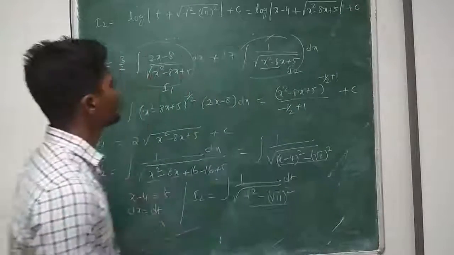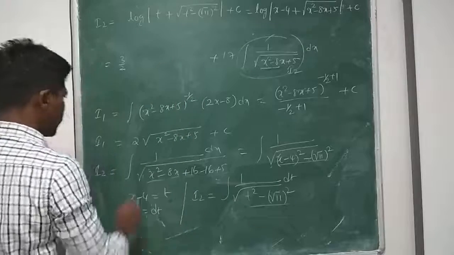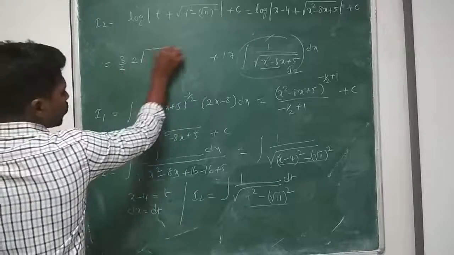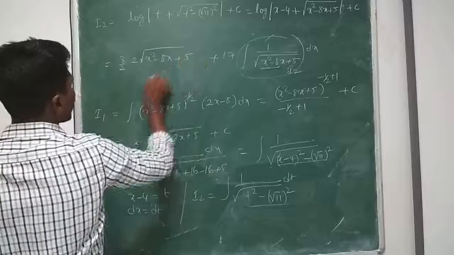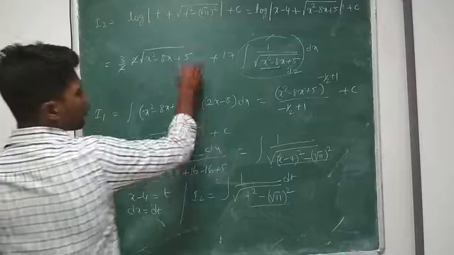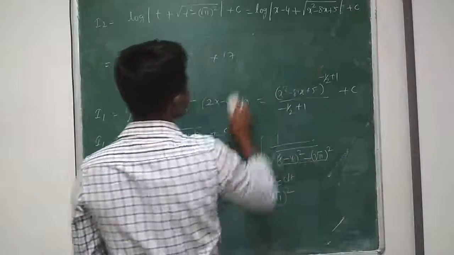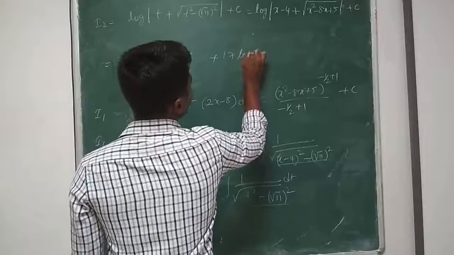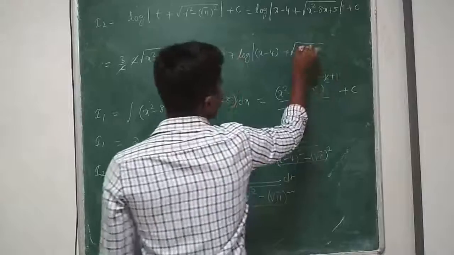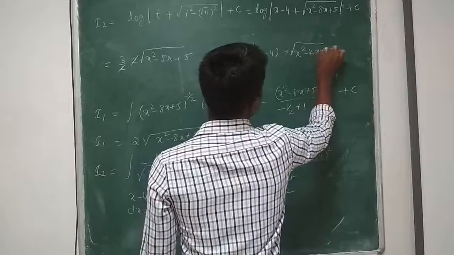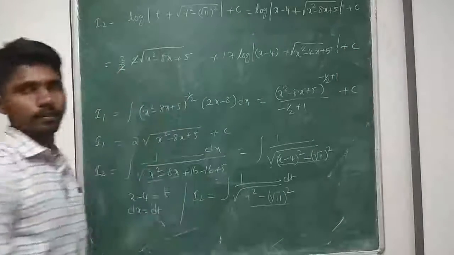Now replace I1 and I2. So I1 is this. I got 2 into root over x square minus 8x plus 5. 2 and 2 get cancelled. Constant, I can add at last, plus 17 log x minus 4 plus root over x square minus 4x plus 5 plus a constant c.